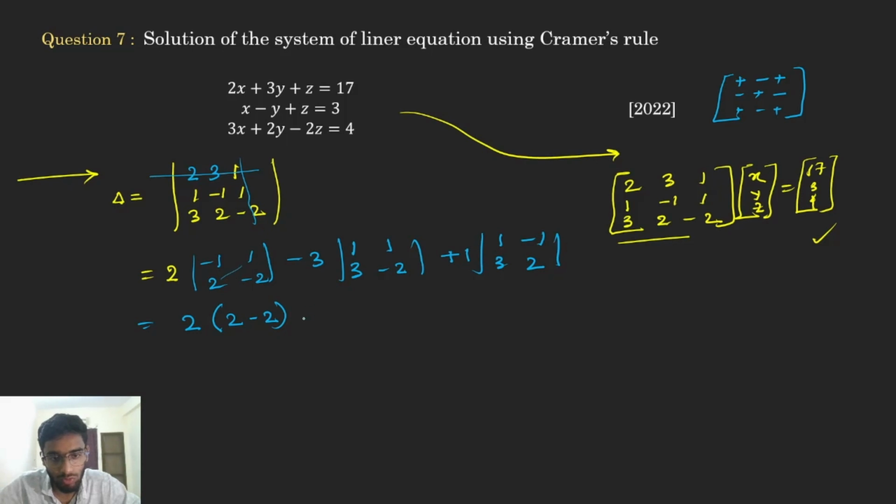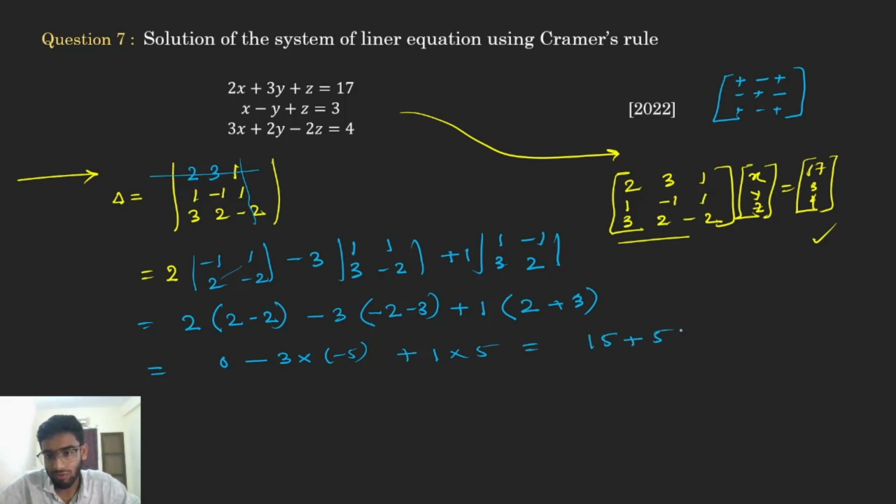This will be minus 1 multiplied by minus 2, which is 2, minus 2, that is 0. Minus 3 into minus 2 minus 3, plus 1 into 2 minus 3, which is plus 3. Wait, so our del is 0 minus thrice of minus 5 plus 1 into 5. In that case we are getting 15 plus 5, which is 20.